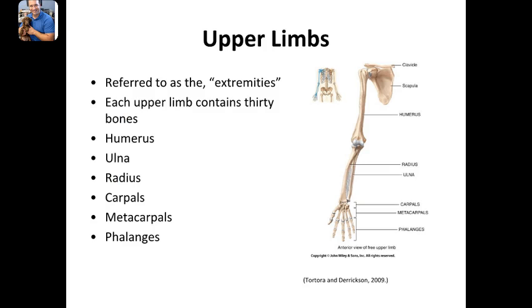As stated, the upper limbs are referred to as the extremities. There are approximately 30 bones in the upper extremities, and the primary bones are the humerus, the ulna or your elbow bone, and your radius on your thumb side. Your wrist bones are called your carpals. The long bones inside your palm are the metacarpals, and then your fingers are your phalanges.